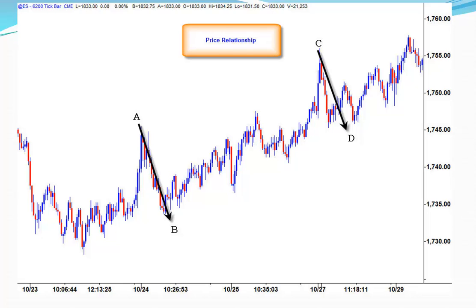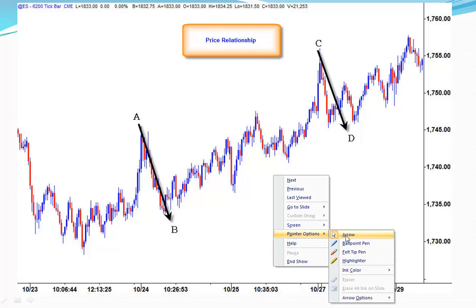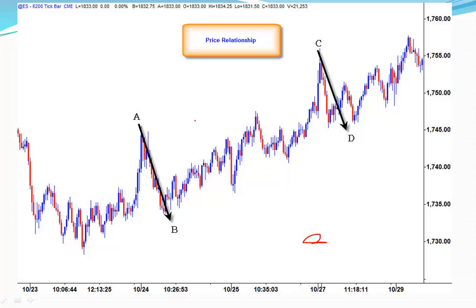Then we discussed price relationships, A to B, C to D. What is an A to B, C to D? Basically, you can see right here the A to B, C to D relationship, and this is going to hold true for what we're doing today.